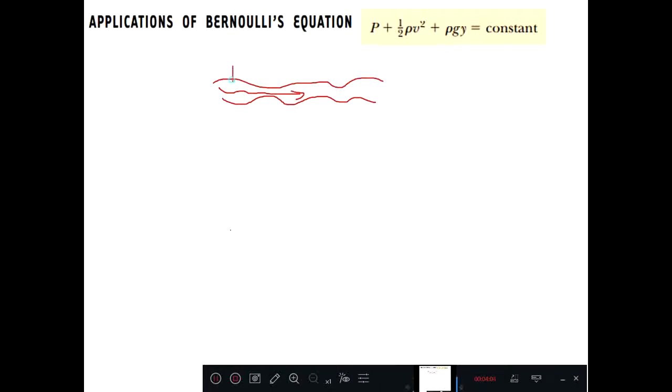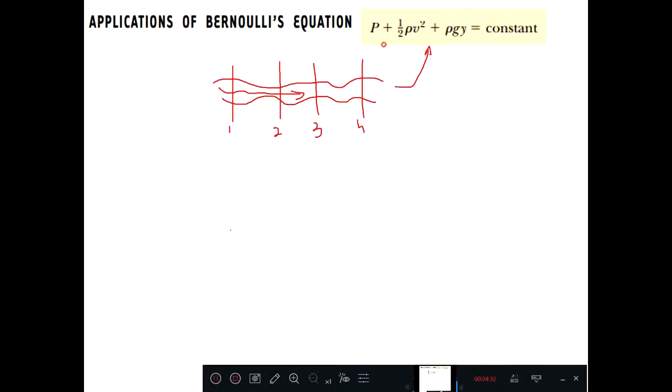Under the streamline flow, wherever you take the section, at that particular section the sum of all three energies will be constant. It could be section 1, section 2, 3 or 4. For a streamline flow the total energy remains the same. That is the concept of Bernoulli's principle.